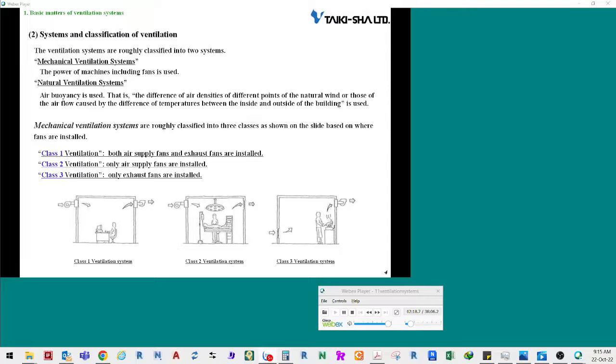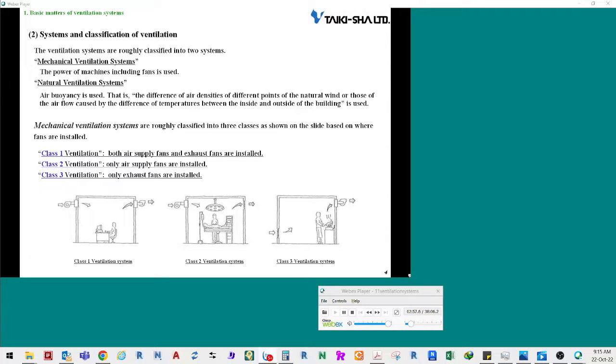2. Systems and classification of ventilation. The ventilation systems are roughly classified into two systems. Mechanical ventilation systems use the power of machines, including fans. Natural ventilation systems use air buoyancy. In other words, natural ventilation systems use the difference of air densities of different points of the natural wind or those of the airflow caused by the difference of temperatures between the inside and outside of the building.